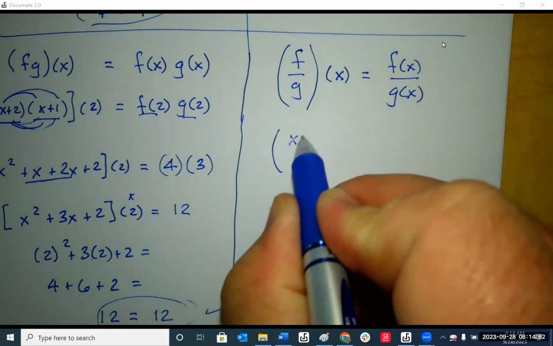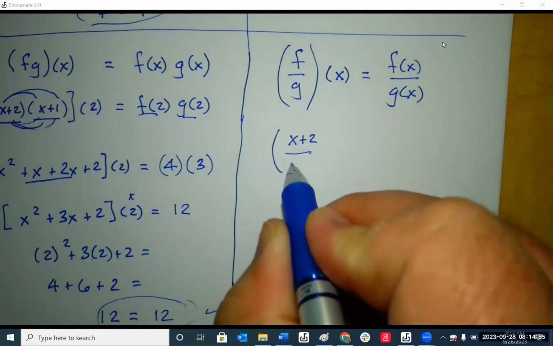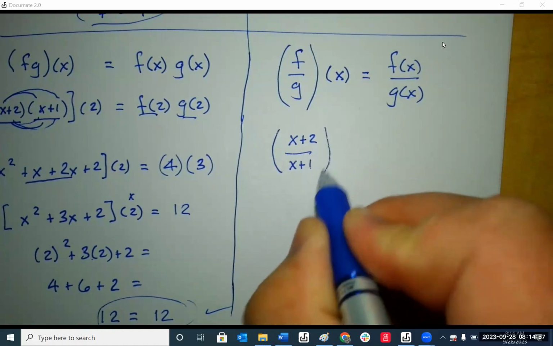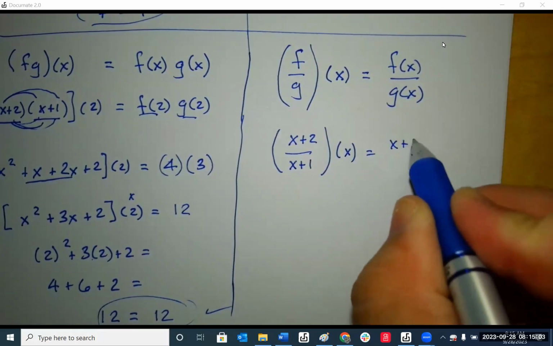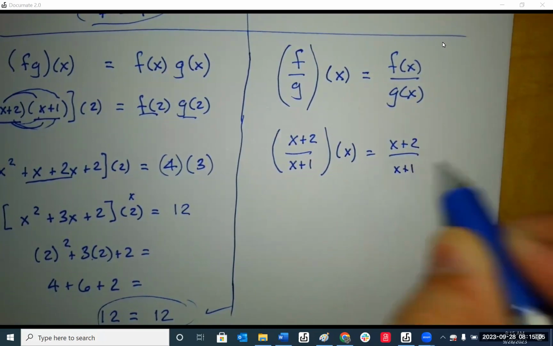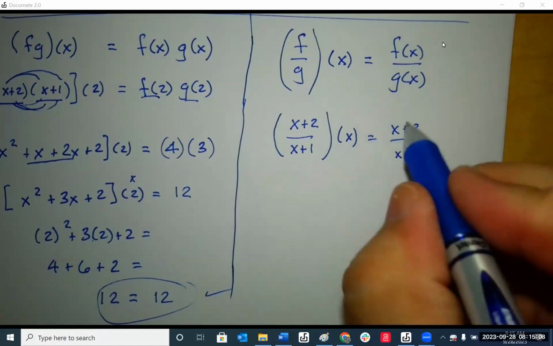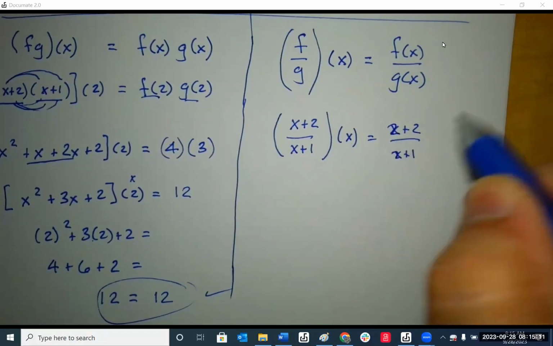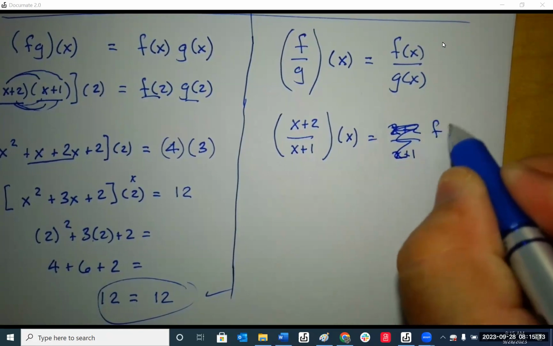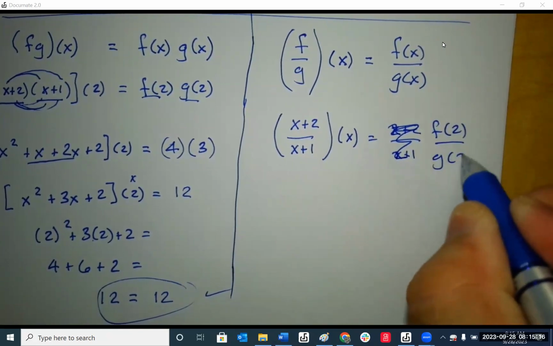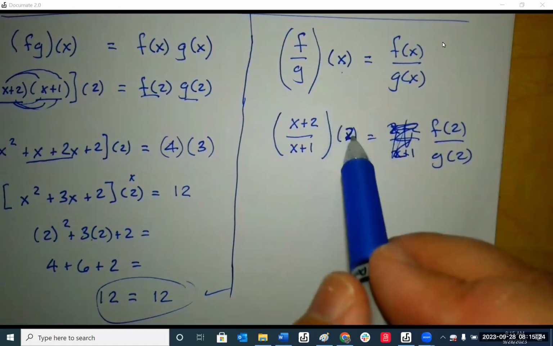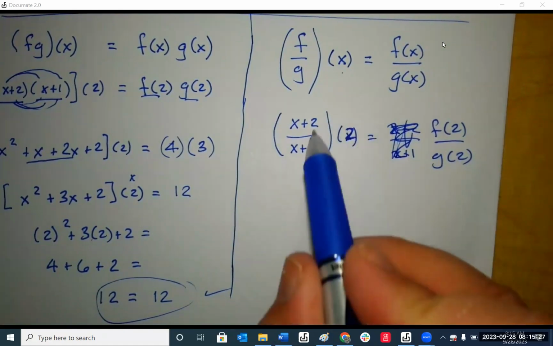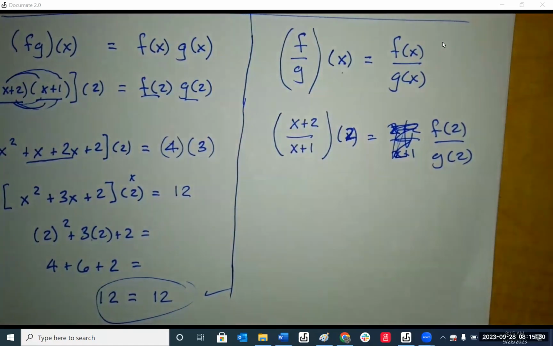So we have x plus 2 over x plus 1, or x plus 2 over x plus 1. So f of 2 over g of 2. We're saying that x is equal to 2. Can we simplify anything inside the parentheses? Can anything cancel?